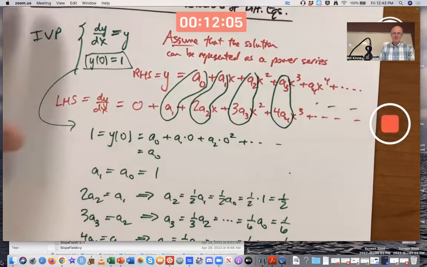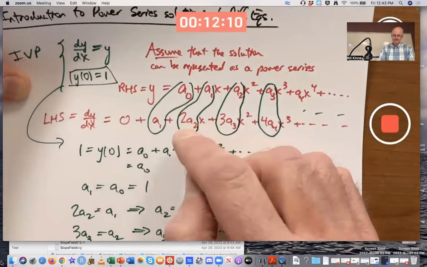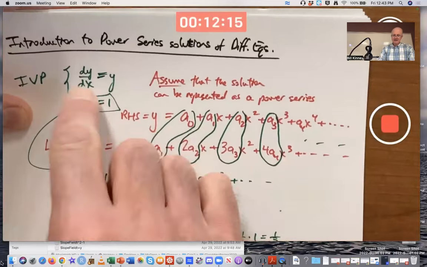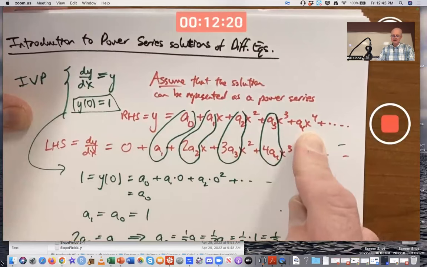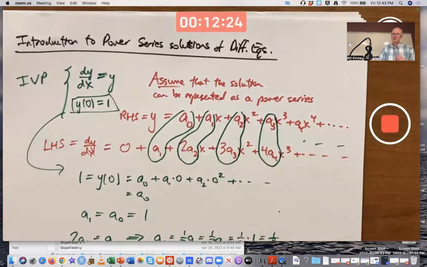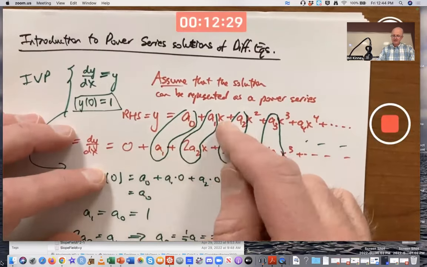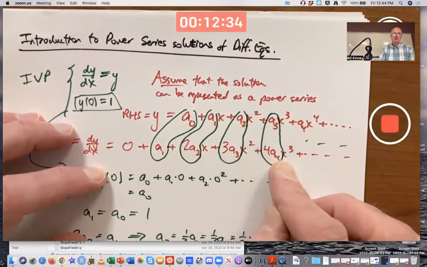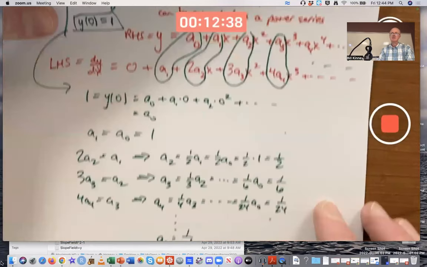Question? How do you know that A0 and A1 are equal? Yeah, coming back up here, I figured out how the left-hand side and right-hand side simplified based on this assumption. And you want these two power series to be equal for all x in some interval around 0. The only way that's going to happen is if the constant terms are equal, if the coefficients of x are equal, the coefficients of x squared are equal, the coefficients of x cubed. All the coefficients have to match. And that's what gives me these equations that I can solve.